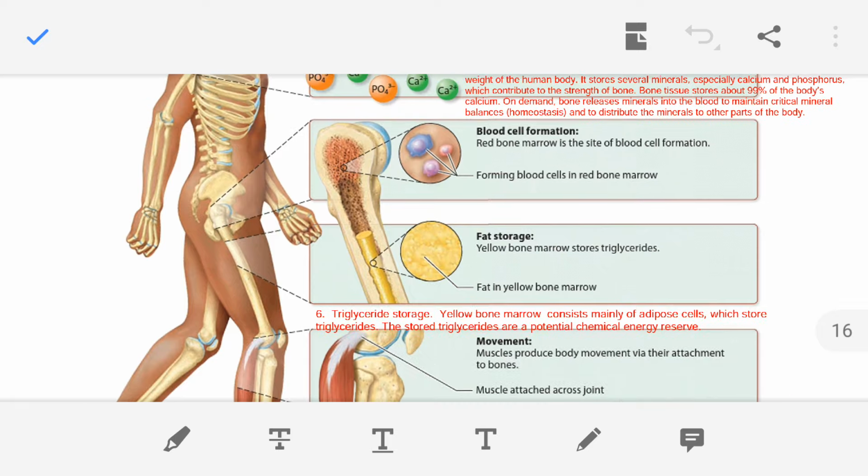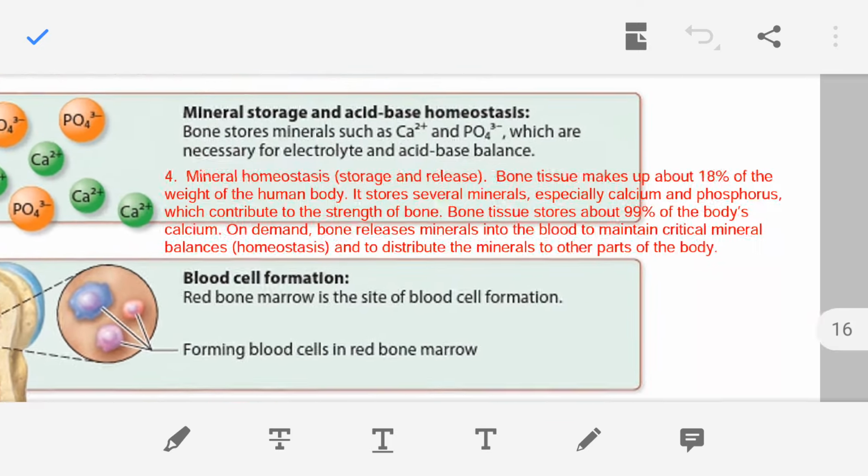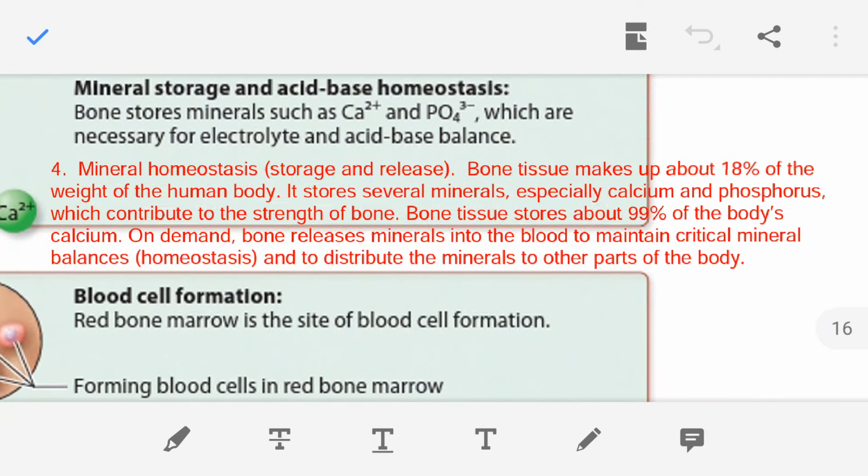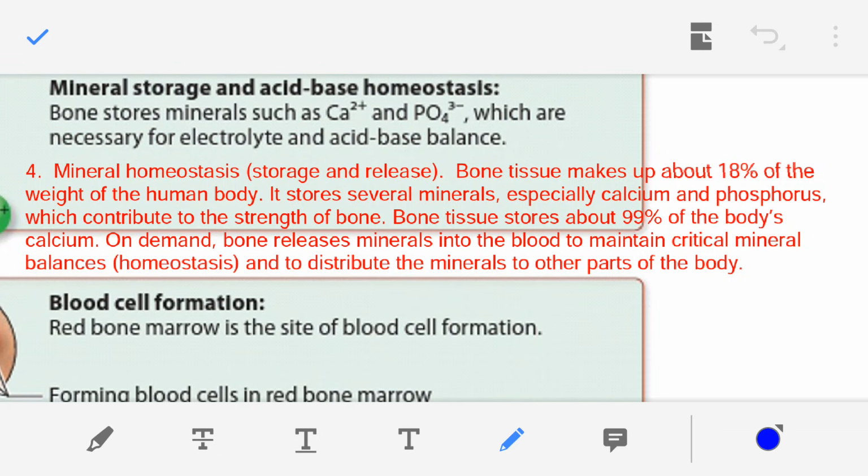Now the fourth point, mineral homeostasis. Storage and release. Bone tissue makes up about 18% of the weight of the human body. That means if a person is weighing 100 kg, then 18% means 18 kg will be the weight of the bones of that person.